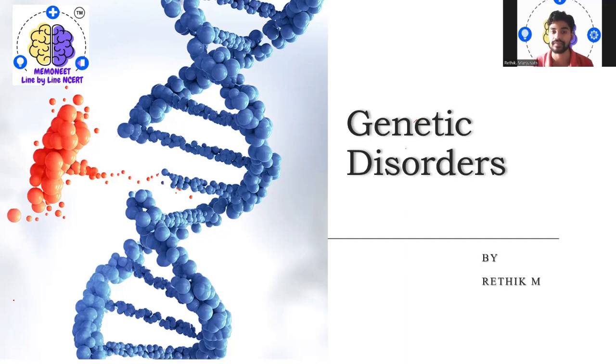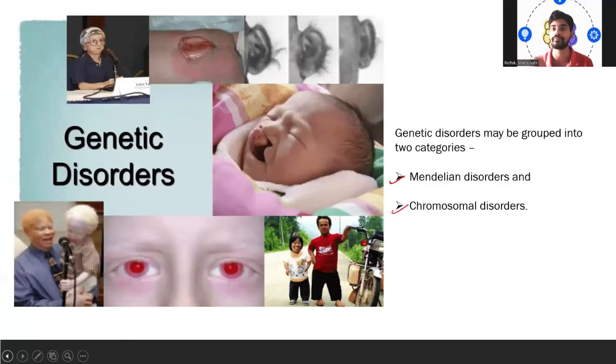So first things first, what exactly is mutation? A mutation is a change in a DNA sequence. This change can affect the organism's genotype, which is its genetic makeup, and its phenotype, which is the physical trait that we normally see, right? Thinking about genetic disorders, there are two types that we come across. Genetic disorders may be grouped into two categories: one is Mendelian disorder, and the second is chromosomal disorder.